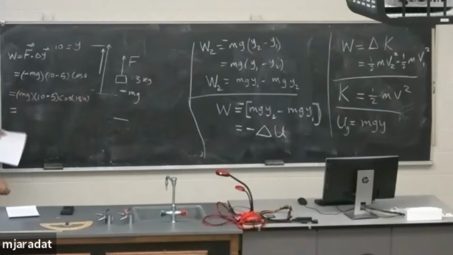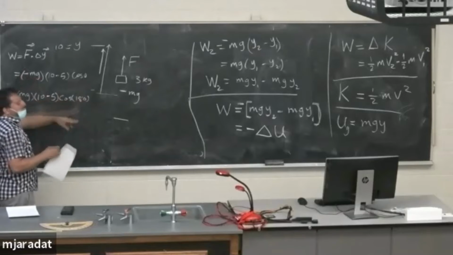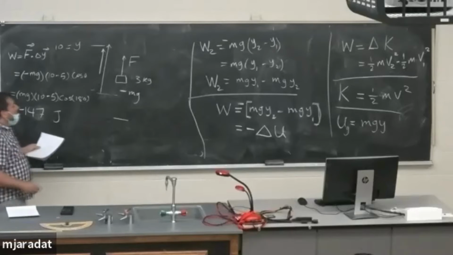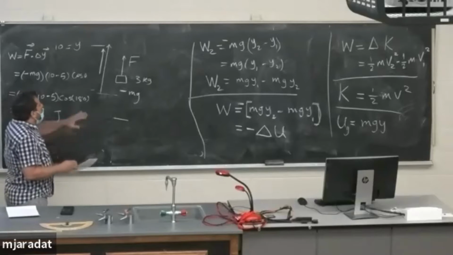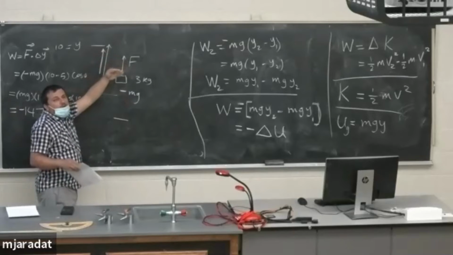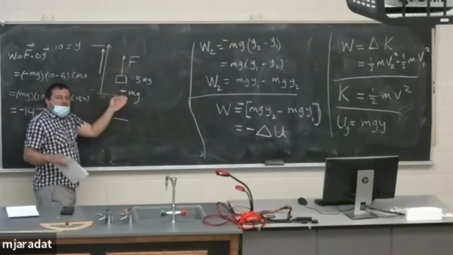So this is equal to M, which is given as 3, g is almost 10 or 9.8, 10 minus 5 is 5, cosine 180 is negative 1. So my work will be negative 147 joules, because I lift the object from 5 to 10 by a force equal to the gravity force.